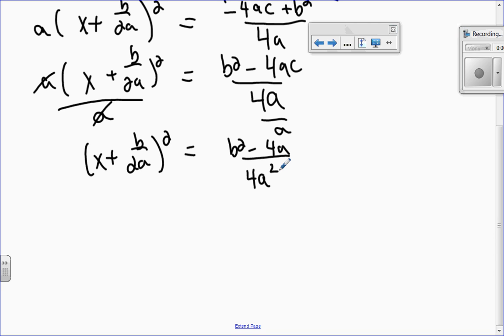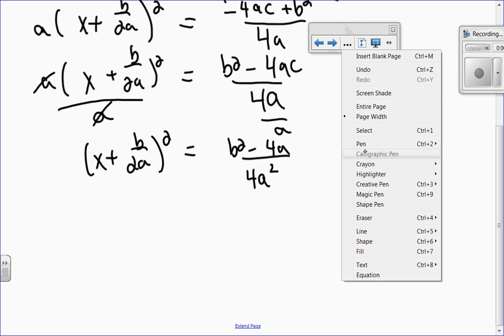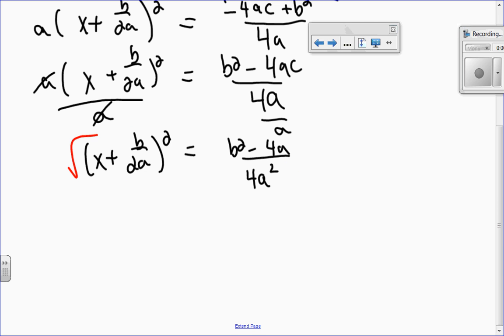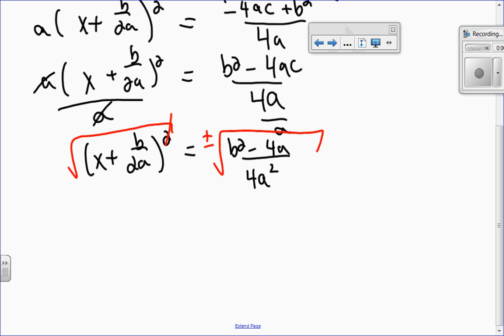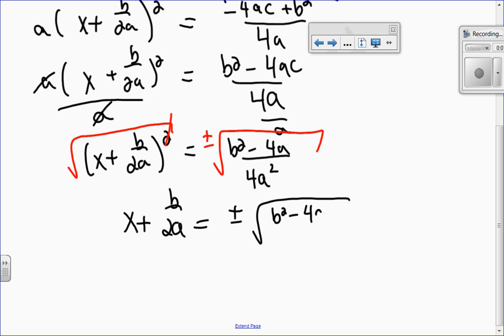Okay, so now that I have my square term by itself, I'm going to take the square root of both sides. Square root of this side, square root of this side. Remember, when you take the square root, it has to be plus minus. So the square and the squared cancel each other out, since the inverse operation to squaring a number is square rooting a number. So I'm left with x plus b over 2a equals plus minus the square root of b squared minus 4ac all over 4a squared. Oh, I think I lost my little c along the way. There we are.